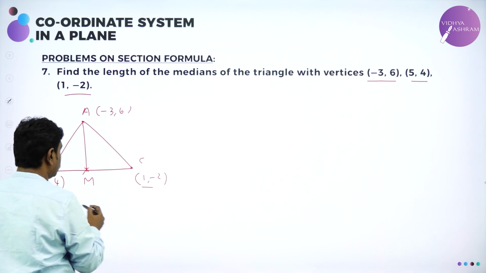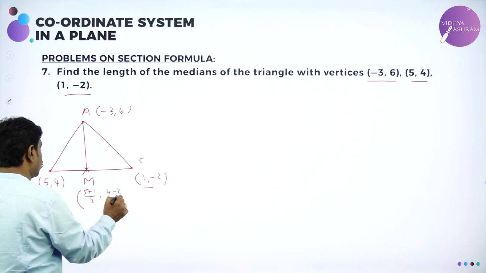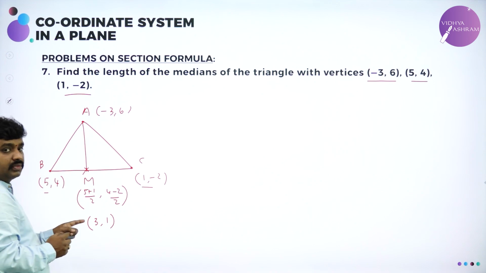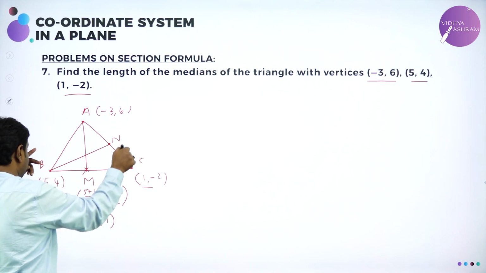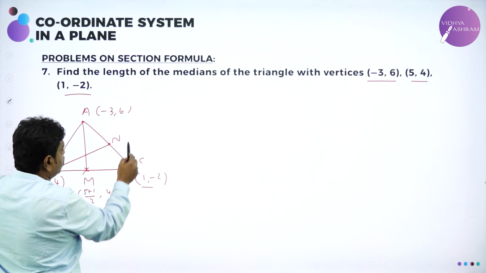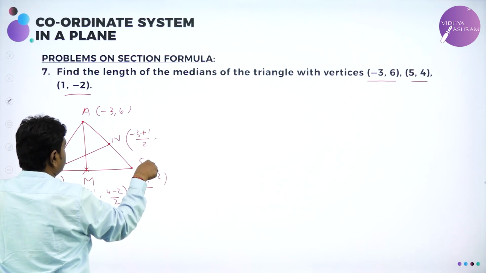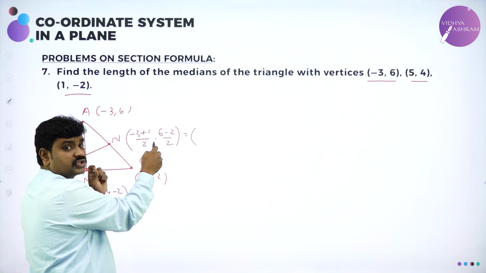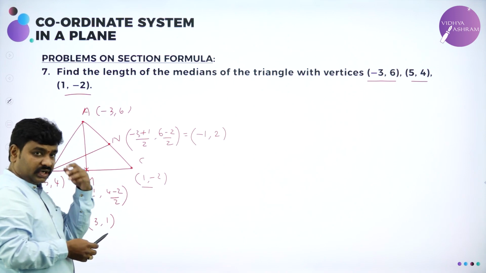How to find the midpoint? Directly x1 plus x2 by 2. 5 plus 1 by 2, comma 4 plus minus 2, 4 minus 2 by 2. So 6 by 2 is 3, 2 by 2 is 1. So you got M. Then you can find AM. Similarly, BN is the other median. So N is the midpoint of AC. Apply the midpoint formula: minus 3 plus 1 by 2, comma 6 plus minus 2, 6 minus 2 by 2. Minus 3 plus 1 is minus 2, minus 2 by 2 is minus 1, 6 minus 2 is 4, 4 by 2 is 2. Got the N value.